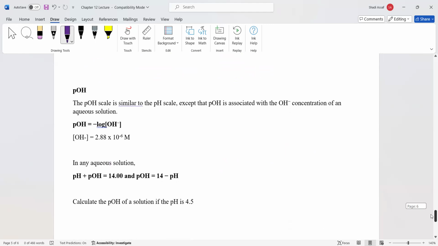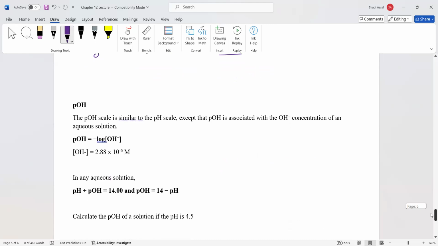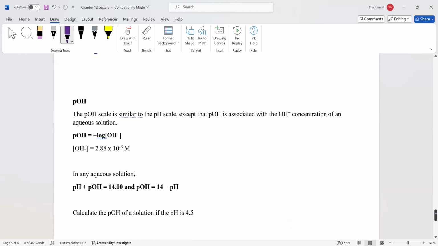Similarly, we have the pOH, which is used now for the concentration of OH. So it's associated with the OH minus concentration of an aqueous solution. So now the equation is when you have the pOH, you use the negative log of the concentration of OH minus. So you're going to plug in the same thing, except it's going to give you something called the pOH scale, but we will learn how to use that in the next problem.